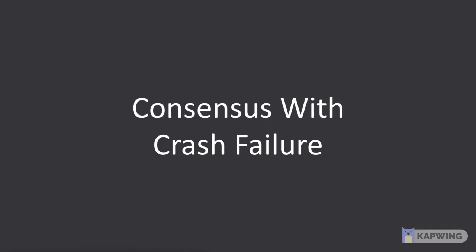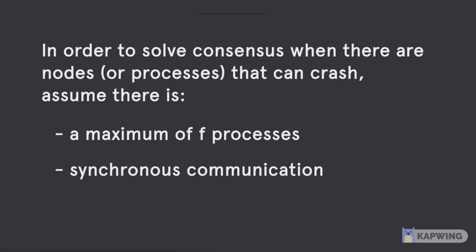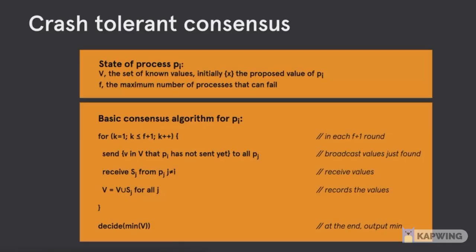Let's now see how we can find consensus in the presence of crash failures. In order to solve consensus when there are nodes that can crash, let's assume a synchronous communication in which the maximum number of processes that can crash is f. Let's take a look at the pseudocode for this problem.